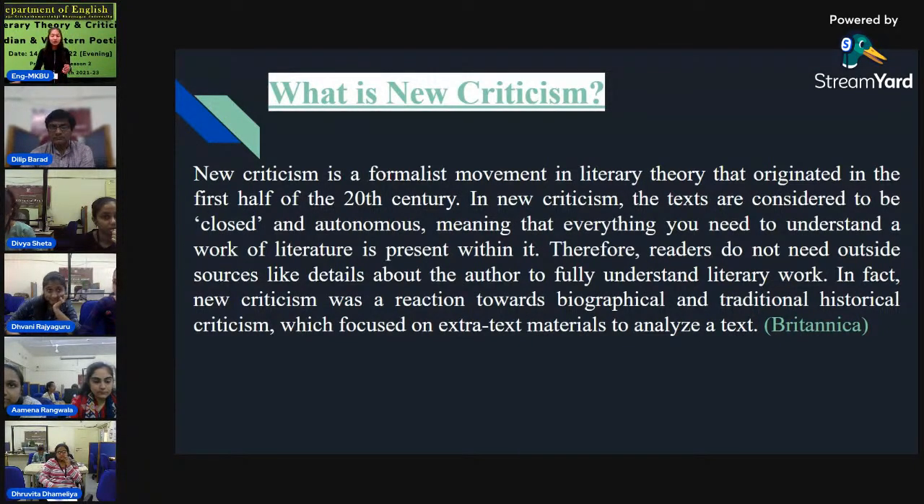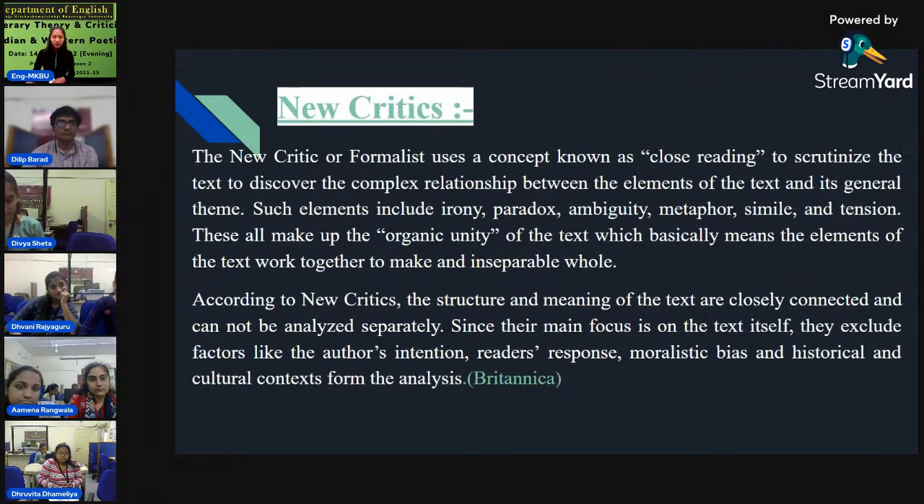You have to focus on the text which is given in the book or whatever you are reading. Therefore, readers do not need outside sources like details about the author to fully understand a literary work. In fact, new criticism was the reaction toward biographical and traditional historical criticism, which focused on extra-textual material to analyze the text. This resource I have taken from Britannica.